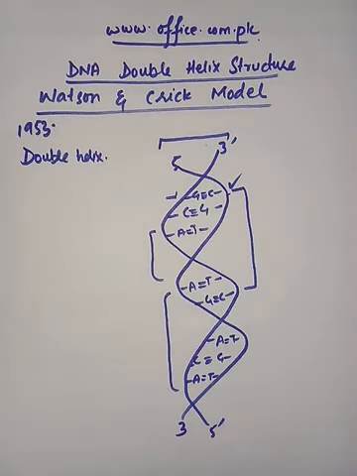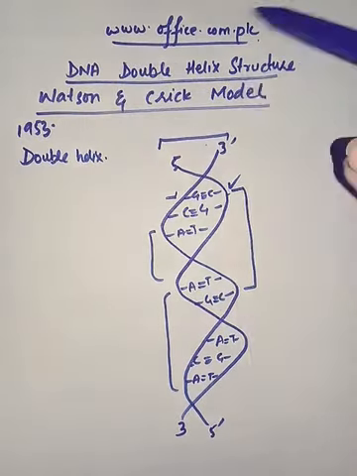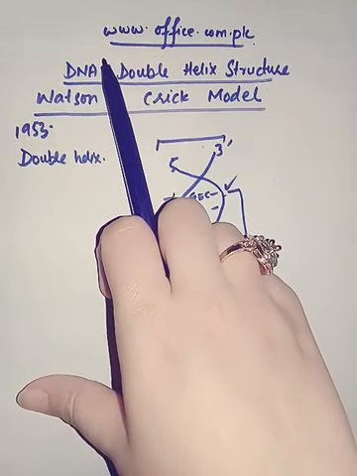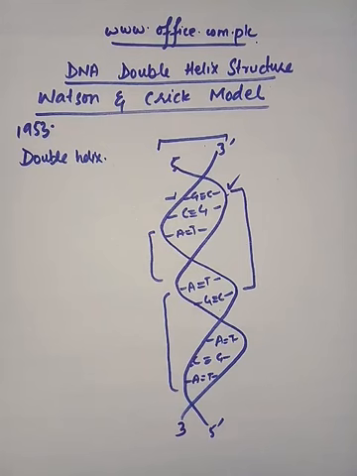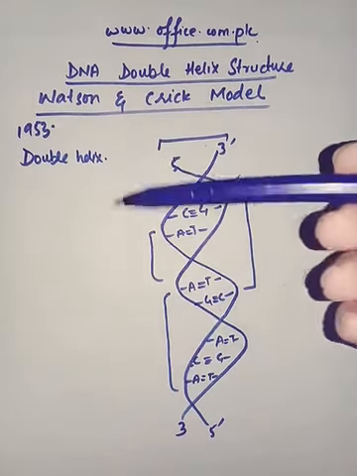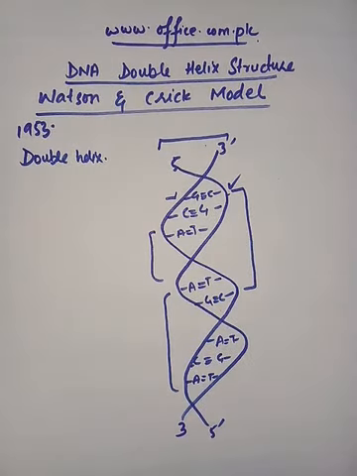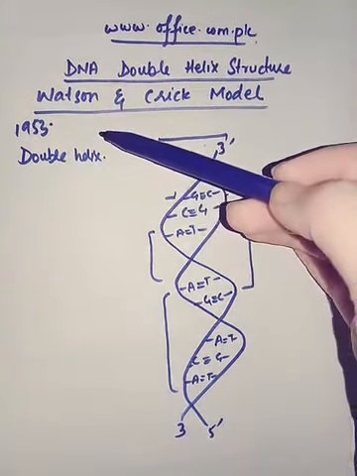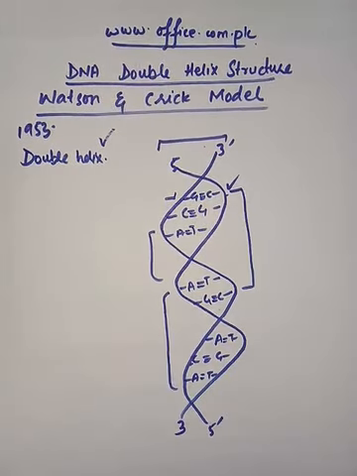Dear students, now we are going to discuss a very famous and very important model of DNA that showed that DNA exists as a double helical structure. This very famous model was presented by James Watson and Francis Crick in 1953, before anyone could explain the structure of DNA. They put forward their model. According to their model, DNA existed as a double helix.